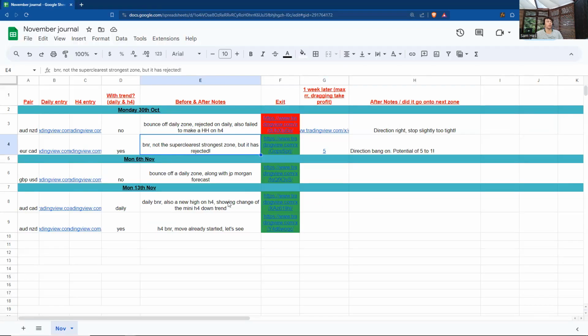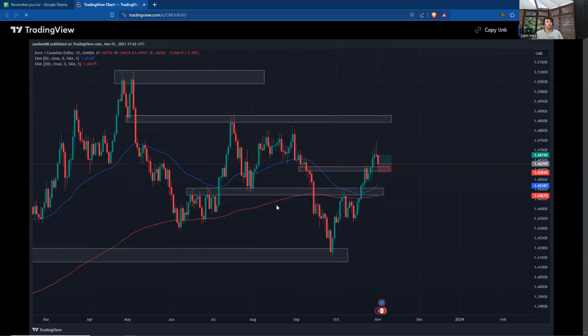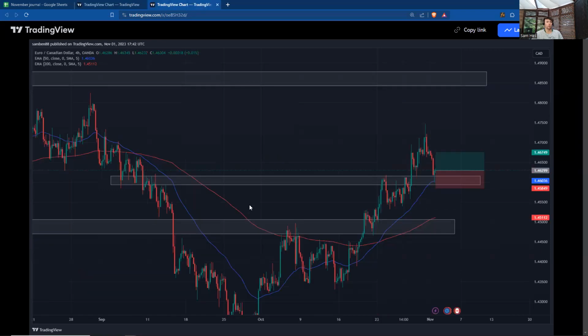Okay, the next trade, EURCAD. So we can see that it was with the daily and H4 trend. BNR for me just means break and retest. And I said it was not the super clearest or strongest zone, but it has rejected. So I was happy enough to take the trade. Let's look at the daily zone. Here you can see on the daily, it's not really a daily zone at all, to be honest. It's just broken and it's come back and wicked it. On H4 is more where I had my analysis. You can see this is a bit more of a clearer zone.